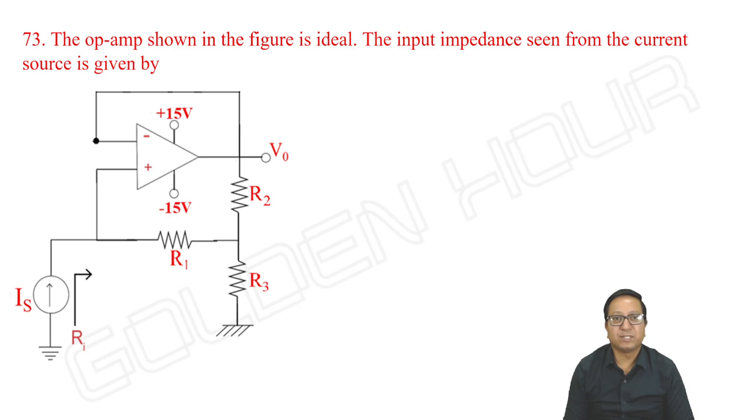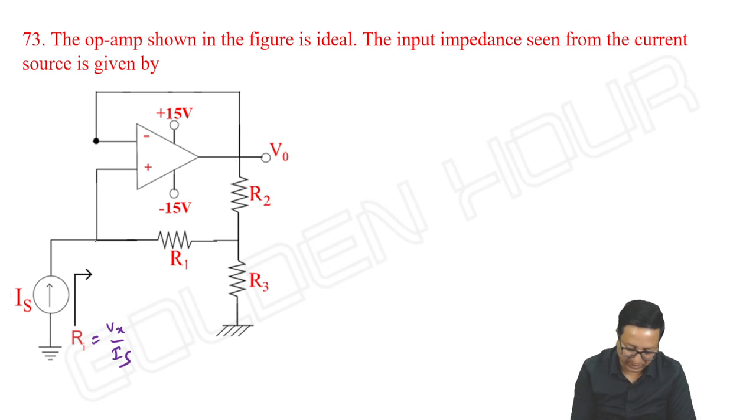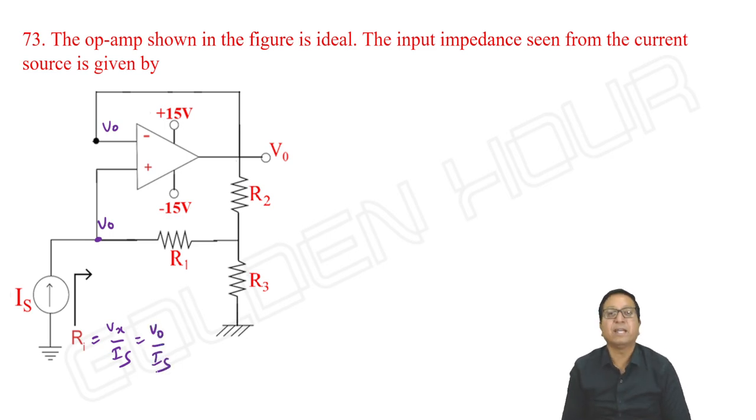The op-amp shown in the figure is ideal. The input impedance seen from the current source is given by... Okay, so what is R equivalent? Actually Vx by Is. What is Vx? What is the voltage at this point with respect to ground? That is just nothing but V output. So we need to find V output by Is.